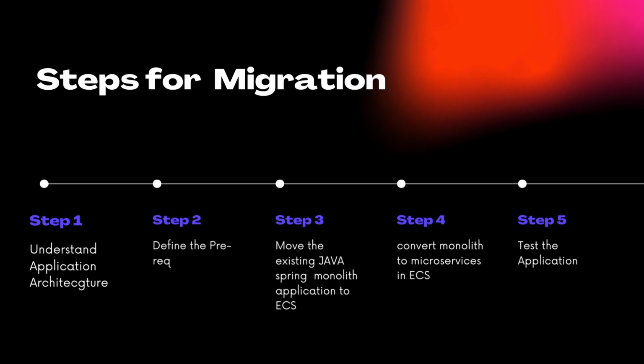So what are the steps for migration? Understanding the application architecture is the first thing. If somebody asks you in the interview, tell them that the first step is to understand the application architecture, and then define the prerequisites. Then move the existing Java Spring monolithic application to ECS first. We are not breaking the application into microservices before that. We need to move it to ECS, converting the monolithic application for ECS, and then test the applications.